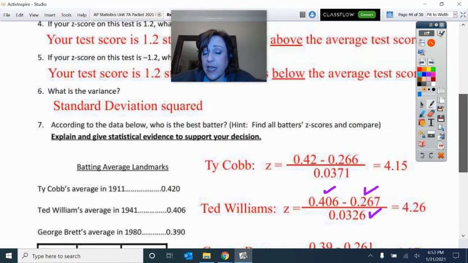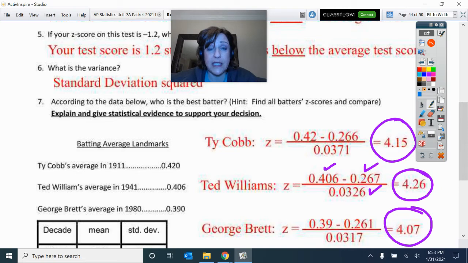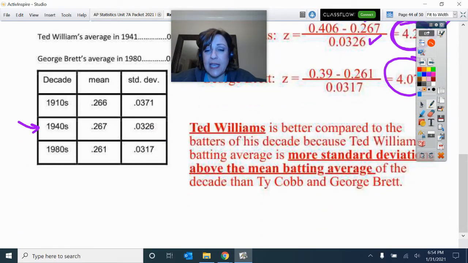Once we did that, by comparing and seeing how they did relative to the players in their decade, you can see that Ted Williams had the best result. Ted Williams is better compared to the other batters because his batting average is more standard deviations above the mean batting average of his particular decade than Ty Cobb and George Brett.